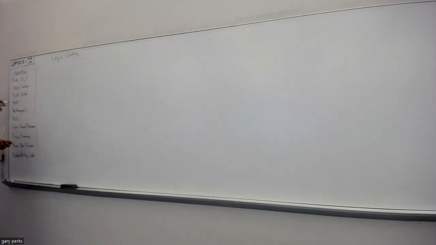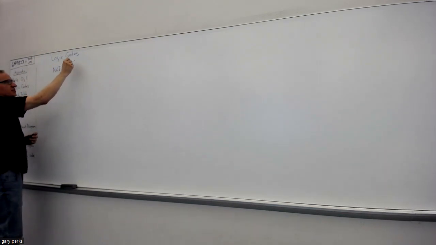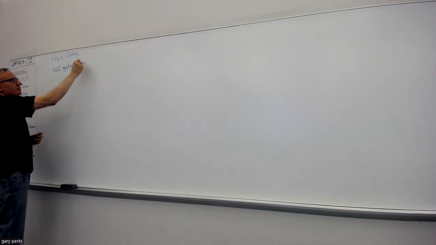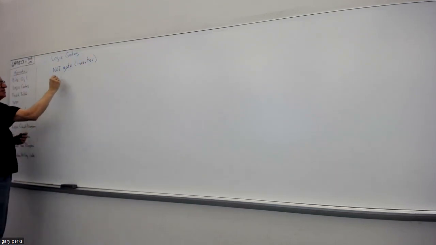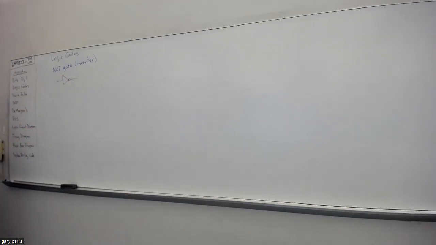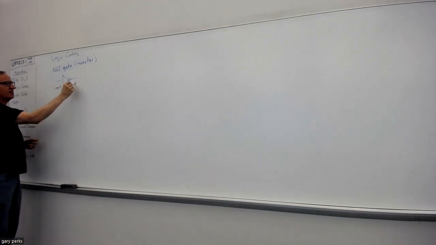Okay, the first logic gate we're going to talk about is the NOT gate, which is also called the inverter. And it has this logic symbol. It's an arrow with a little bubble. This is the input side. This is the output side.